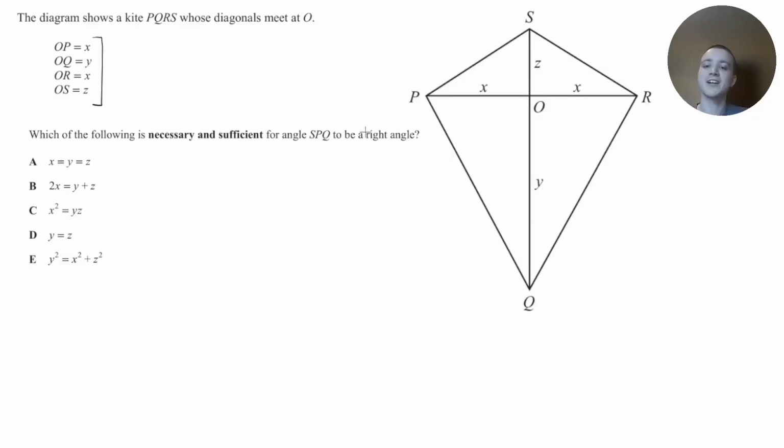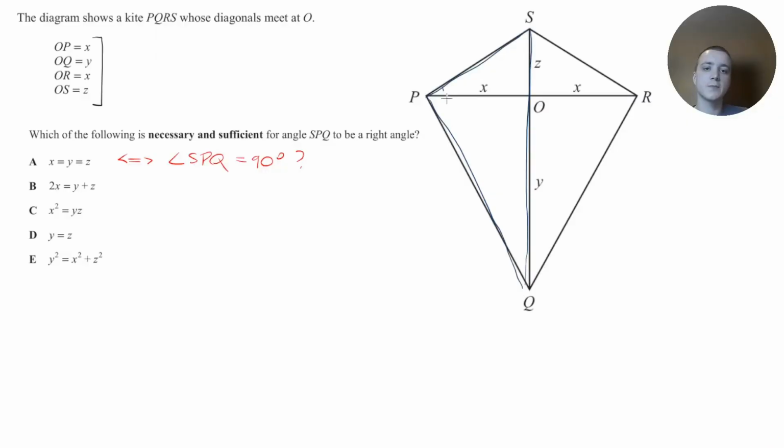Now, we know that necessary and sufficient means essentially equivalent, right? So this question is asking which one of these conditions is equivalent to angle SPQ being 90 degrees. Now, for the first approach, we're going to think about this triangle PSQ.